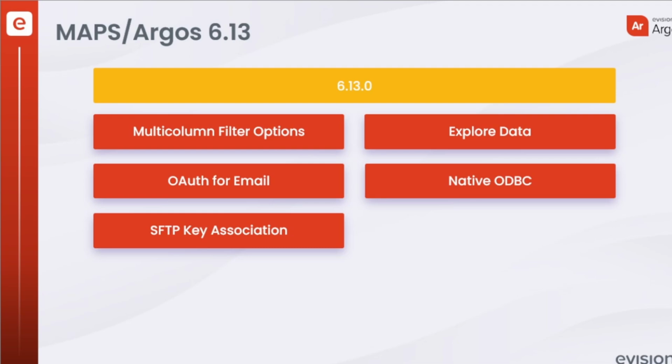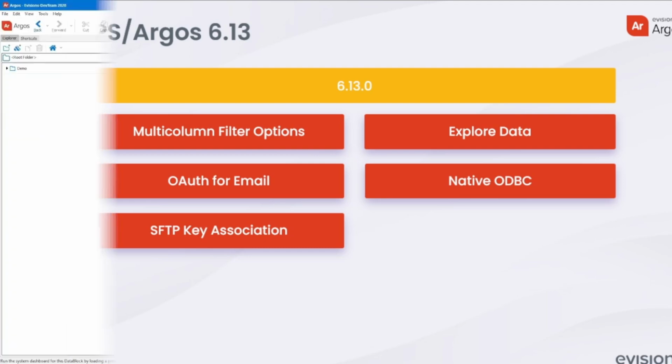Next, this release of Maps will bring you a couple of quality of life additions. The first one is a new method of authentication for email servers called OAuth. We also have a new data connection type for native ODBC. And lastly, we added the ability to associate an SFTP key with an SFTP server inside of Maps. Keep in mind, these are just the highlights for the release. There are many other enhancements included, which you can read about in the release guides for Maps and Argos 6.13.